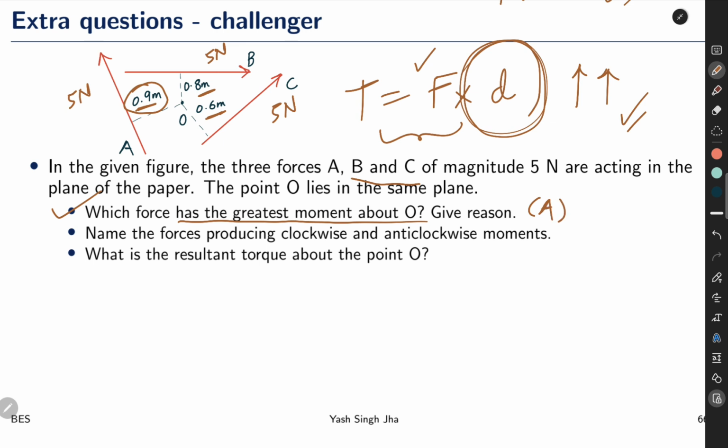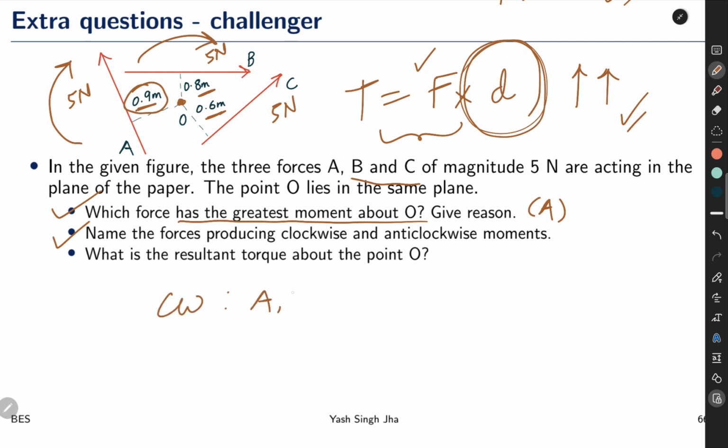Name the forces producing clockwise and anti-clockwise moment. So O is the axis of rotation, right? So you can see that force A and force B are producing a clockwise moment.